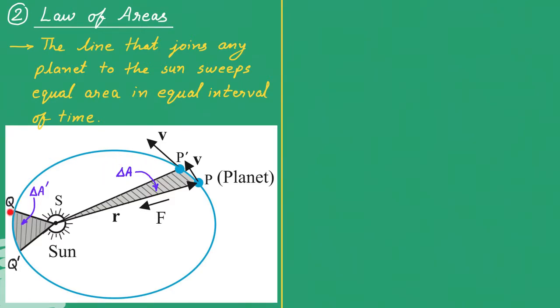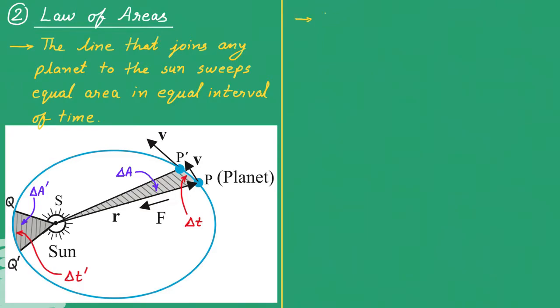Now if the planet is here at point Q and it travels a distance from Q to Q dash, then here the line joining planet and sun sweeps a area delta A dash. You can see this is the area delta A dash. Also, let us assume that the time taken by the planet to move from P to P dash is delta t, and the same way the time taken by the planet to move from Q to Q dash is, let us say, delta t dash.